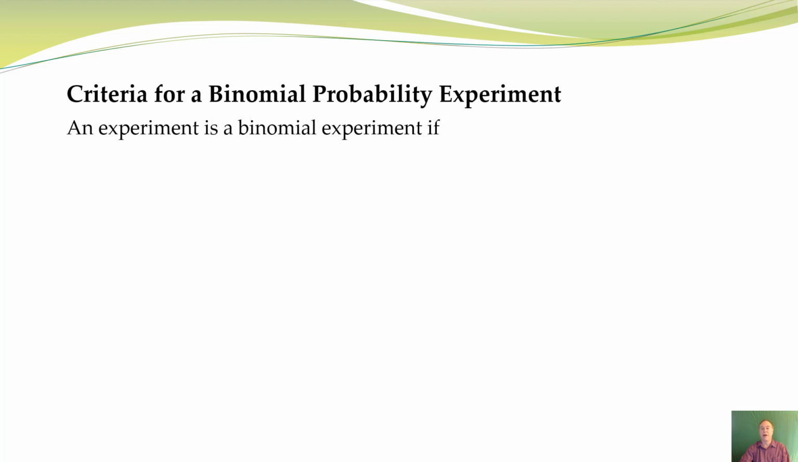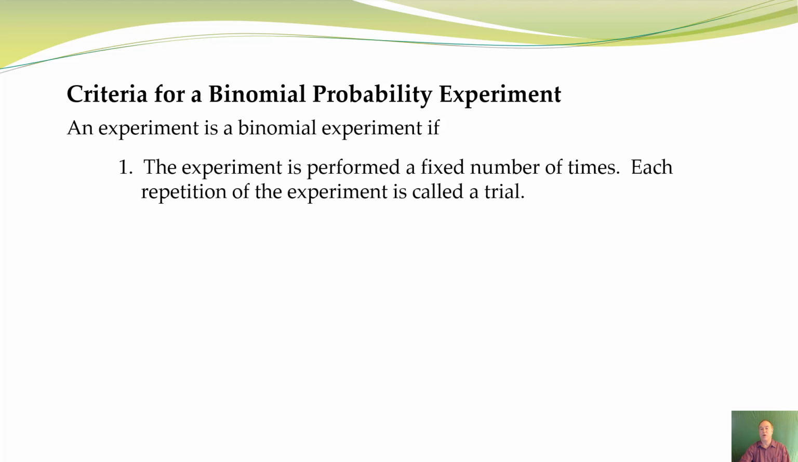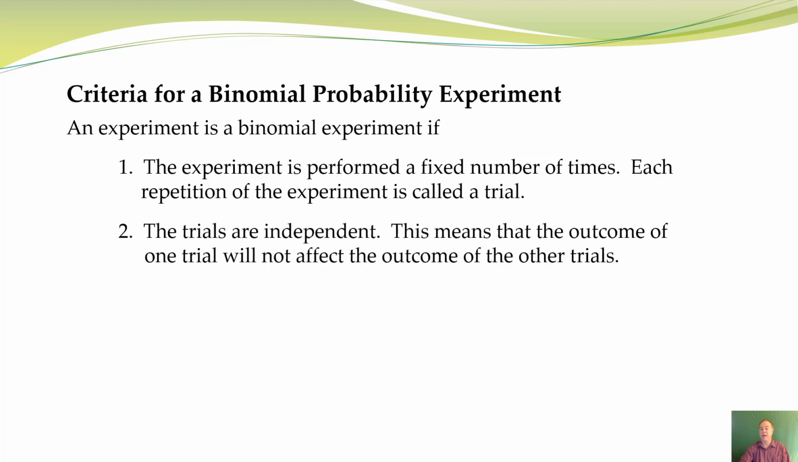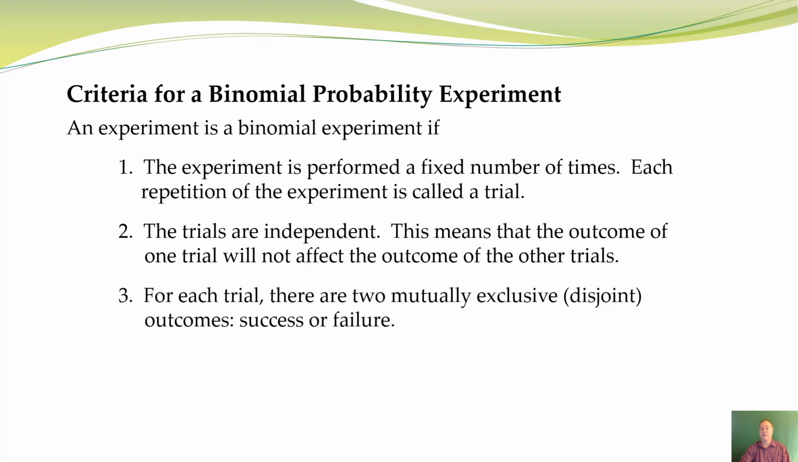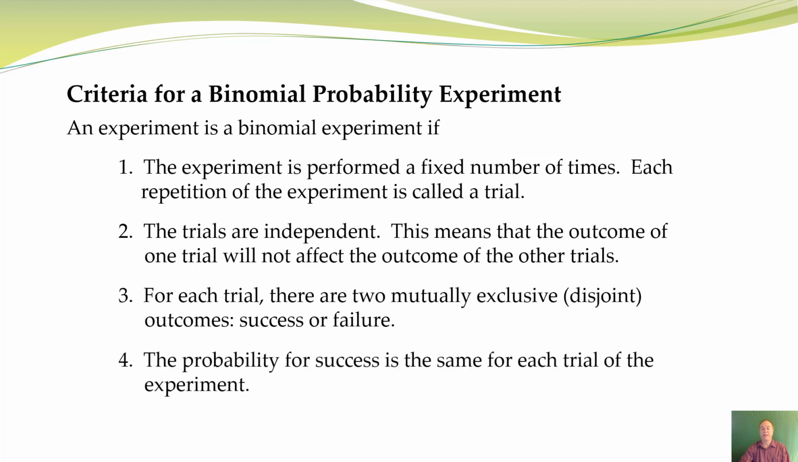The criteria for a binomial probability experiment. An experiment is a binomial experiment if the experiment is performed a fixed number of times. Each repetition of the experiment is called a trial. The trials are independent. This means that the outcome of one trial will not affect the outcome of the other trials. For each trial, there are two mutually exclusive outcomes, success or failure. The probability for success is the same for each trial of the experiment.